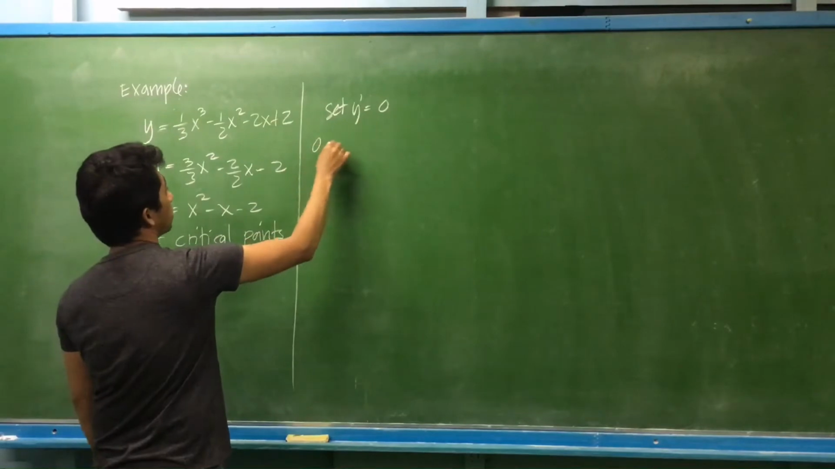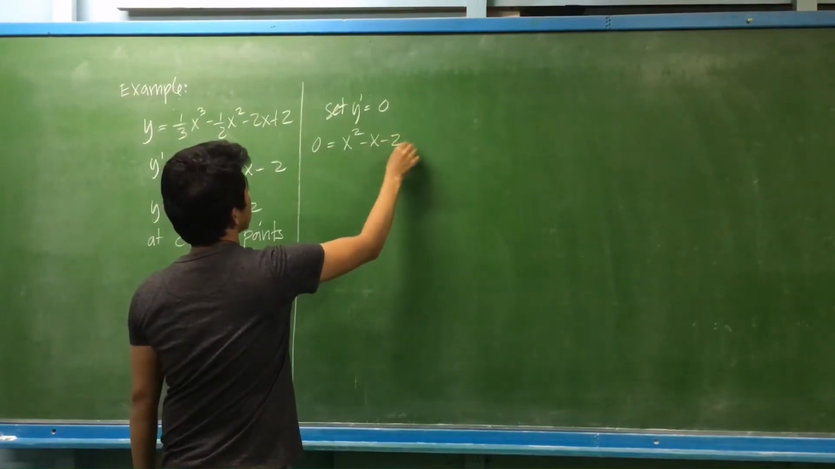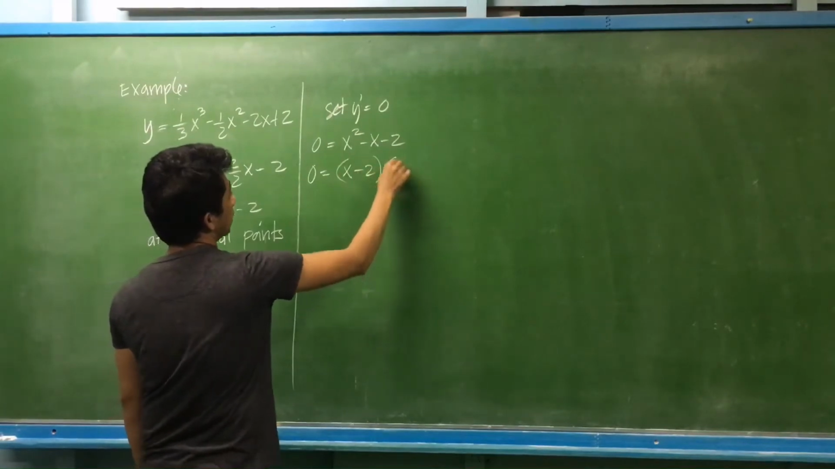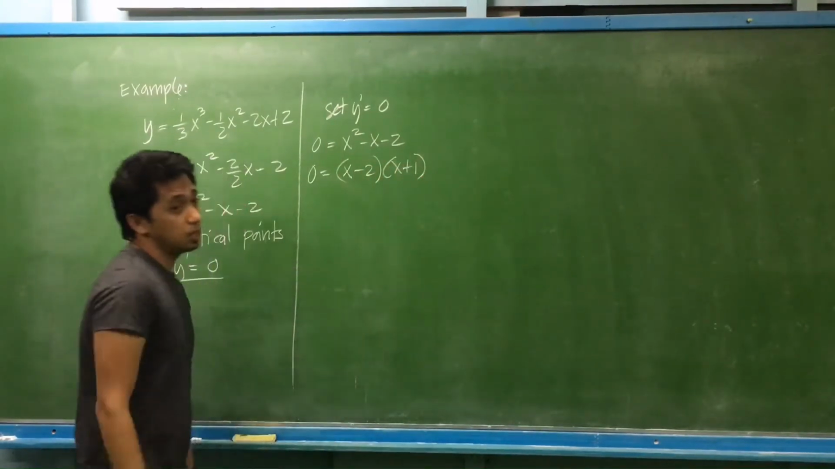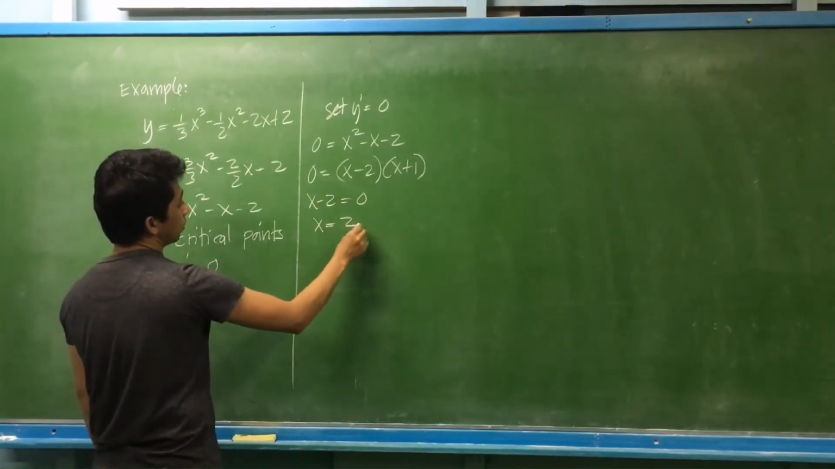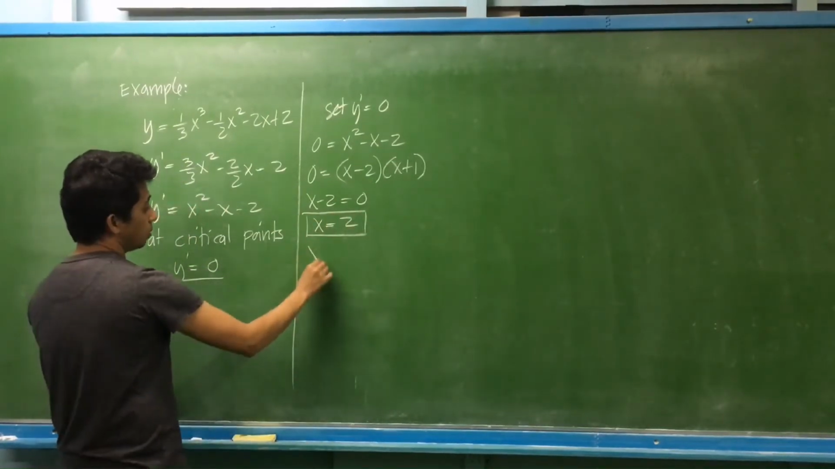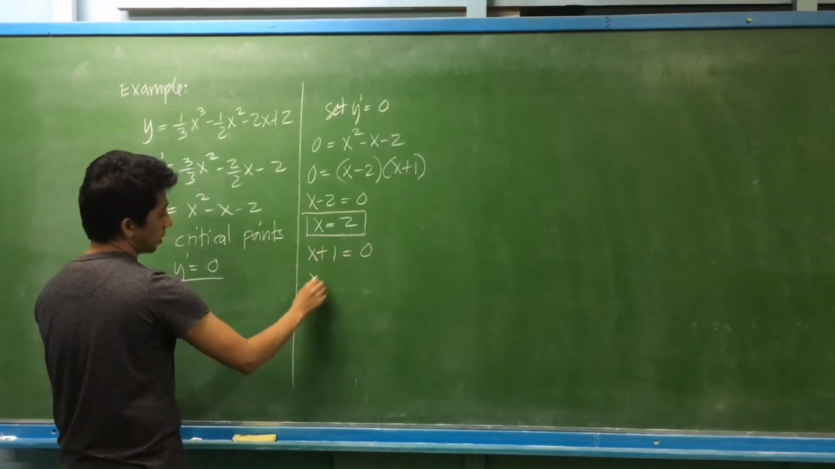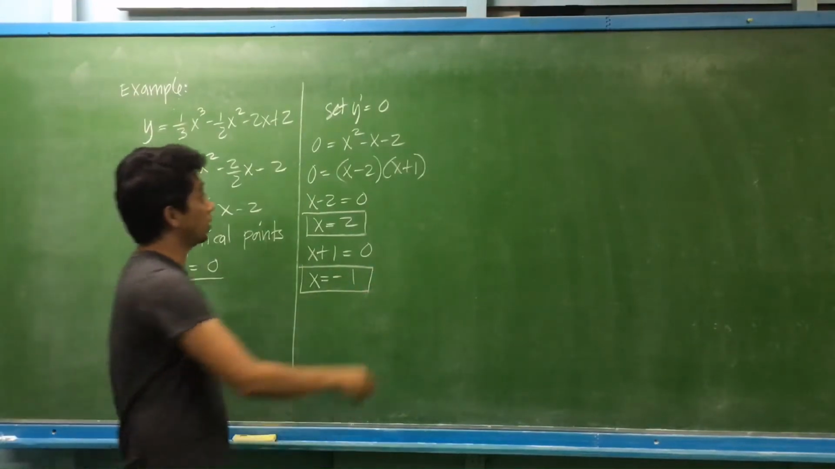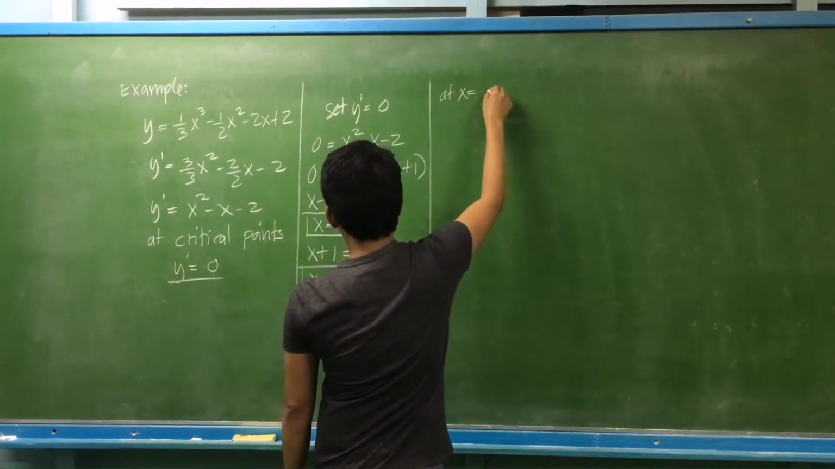So we have 0 equal to x squared minus x minus 2. The factors are (x minus 2)(x plus 1). So again, we have to determine the roots. x minus 2 equal to 0 gives x equal to positive 2, the abscissa of either a maximum or minimum. x plus 1 equal to 0 gives x equal to negative 1. So we have to use these two points again.